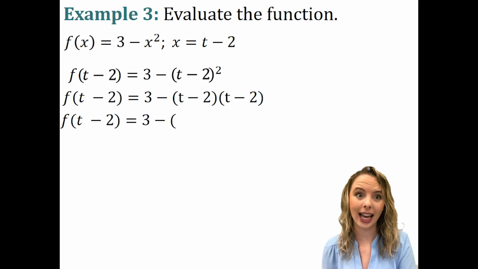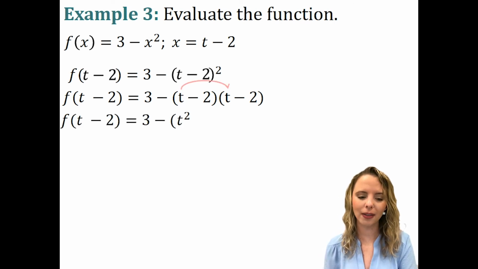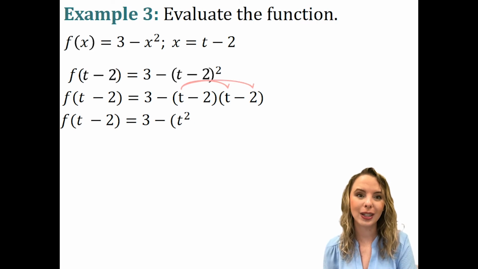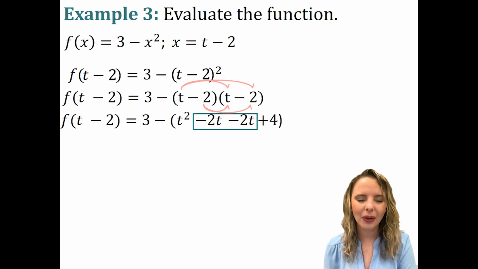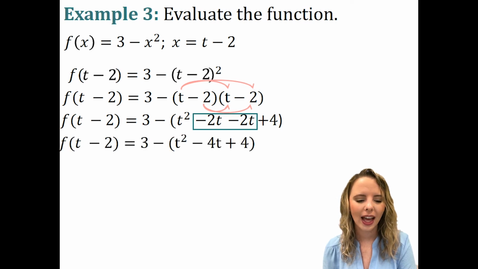So let's begin. T times t is t squared. T times -2 is -2t. -2 times t is -2t. And -2 times -2 is +4. What else do we have to do to this function? We have to combine our like terms, right? -2t and -2t. So we have 3 minus the quantity of t squared minus 4t plus 4.